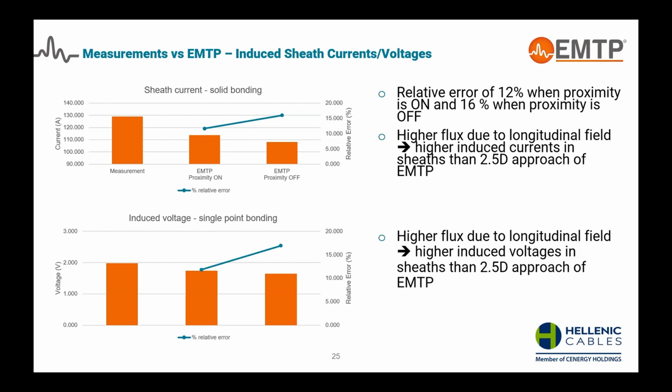Now, again, for the solid bonding configuration, we have the sheath currents, which give a relative error of 12% when proximity is on and 16% when proximity is off. We notice here that, of course, the proximity effect helps to gather better results, and the higher flux due to the longitudinal field leads to higher induced currents in sheaths than the 2.5D approach of EMTP. So this is the reason why we have a higher relative error than the unarmored cable.